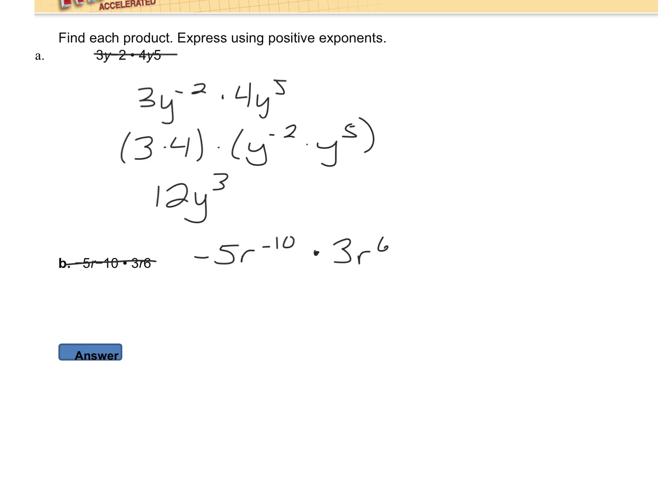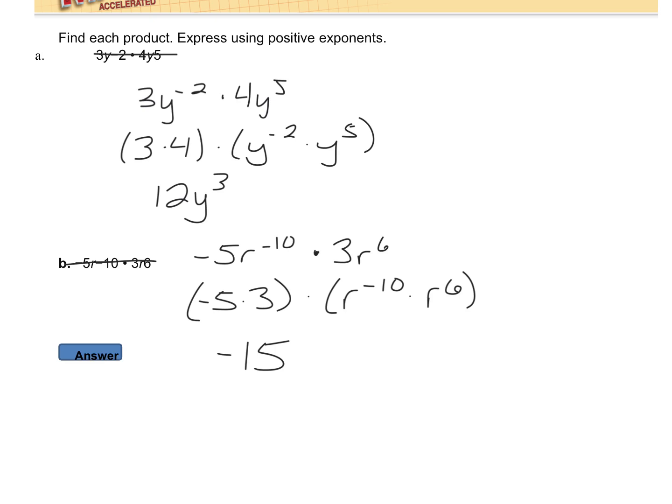-5 and 3 go together. And then what else goes together? r^-10 and r^6. You got it. Now we just simplify. What's -5 times 3? -15.